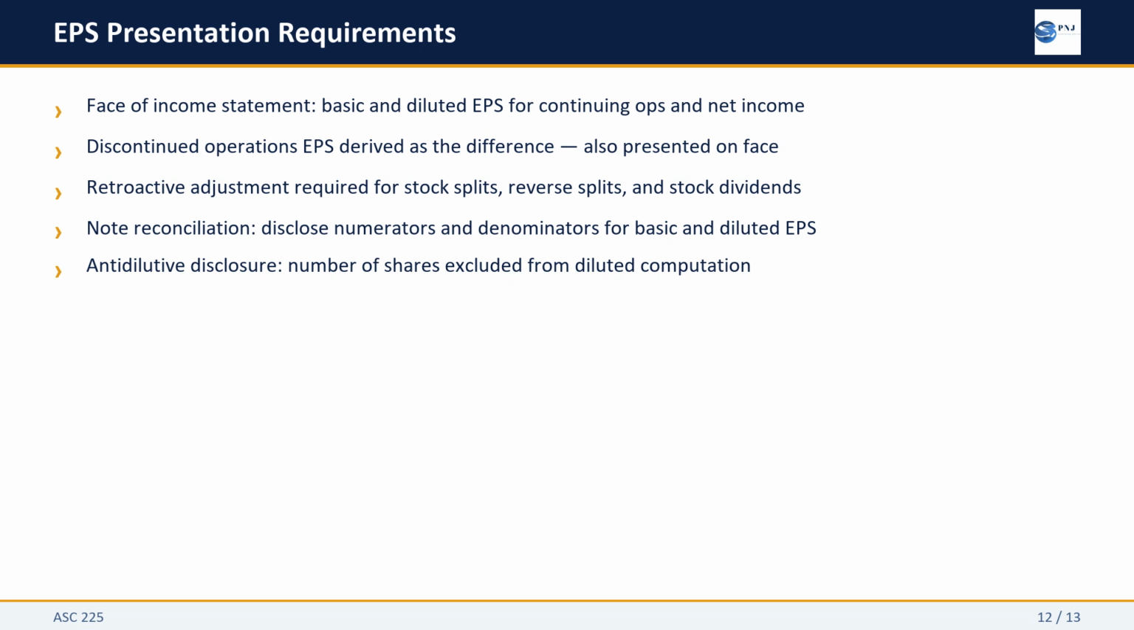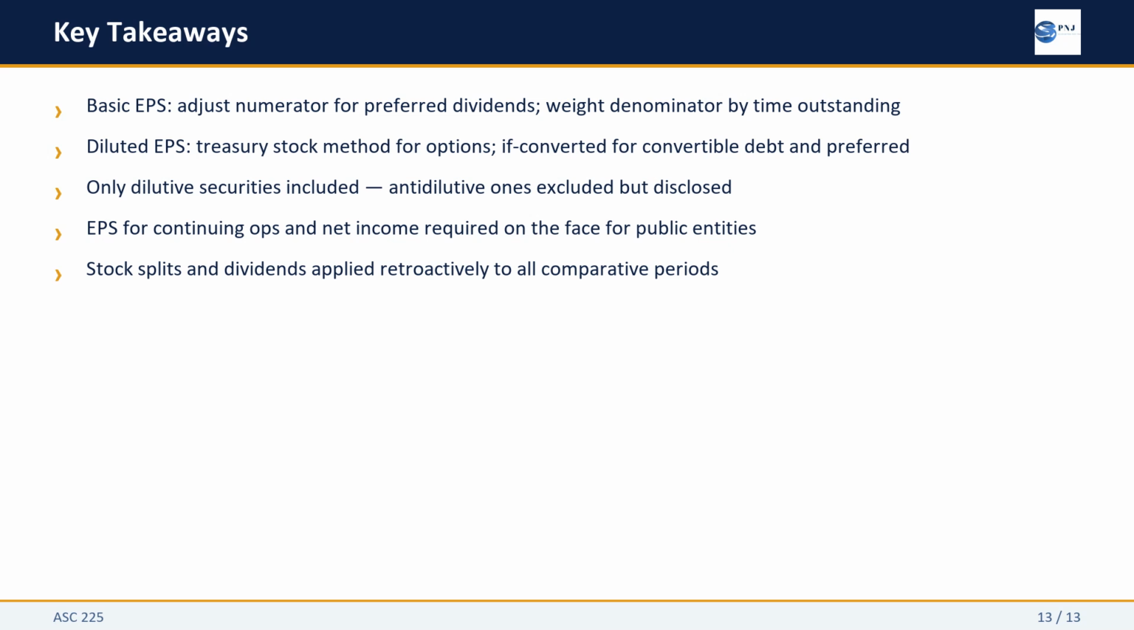The accompanying notes must reconcile the numerators and denominators from basic to diluted EPS, and separately disclose antidilutive shares excluded from the diluted computation. EPS is more than a single number. It is a structured calculation with clear rules about numerator adjustments, denominator weighting, and how potential dilution must be reflected.